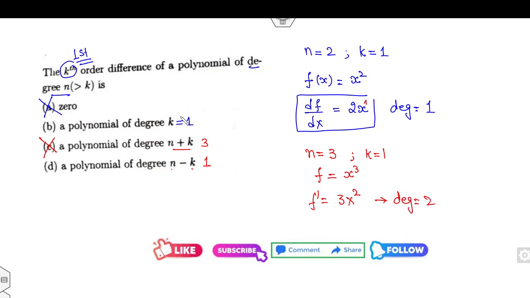Fine. So he said degree is my 1. Cancel. The only n minus k. N minus k is my 2. Yes, the only left option is D, which is my right answer for this problem.